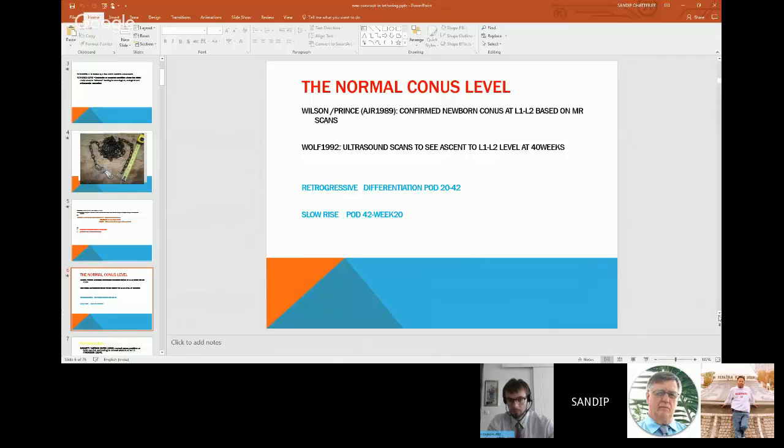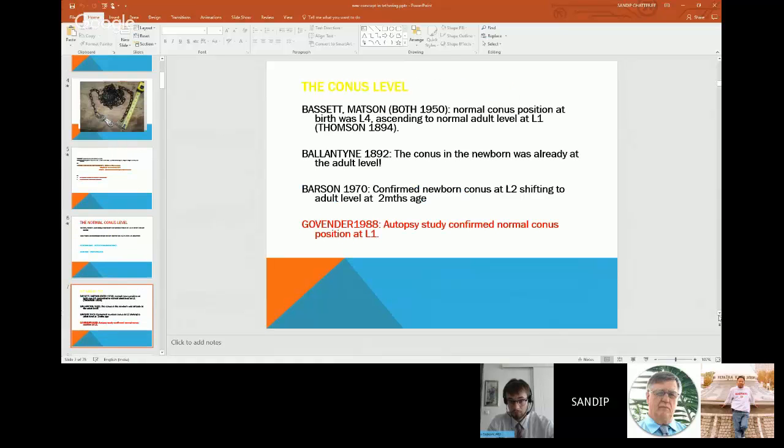We know embryologically, between POD 20 and 42, there is the embryological phenomenon that we call retrogressive differentiation, which means, fundamentally, that the caudal cell mass gradually moves up to join the bottom of the neural fold. And there is a slow rise of the conus between POD 42 and week 20 in the embryo.